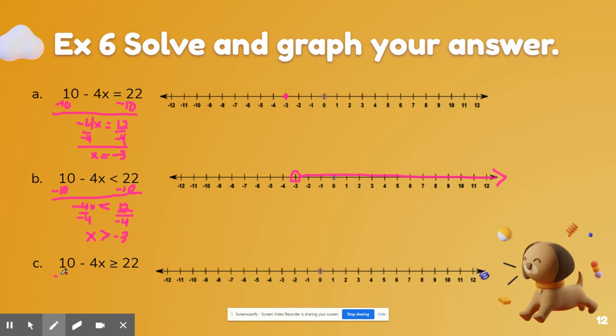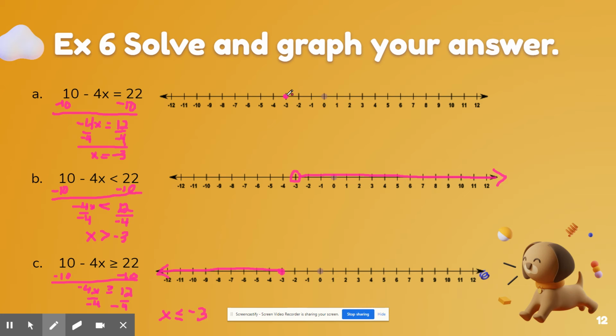Same thing on this one. You're going to subtract 10. Subtract 10. You're going to get negative 4x. The sign is greater than or less than. It's 12. You're going to divide by a negative 4. The sign has to flip. X is now less than or equal to negative 3. And because it's equal to, we fill in the circle, and it says less than, and everything this way is less than negative 3. See the difference?